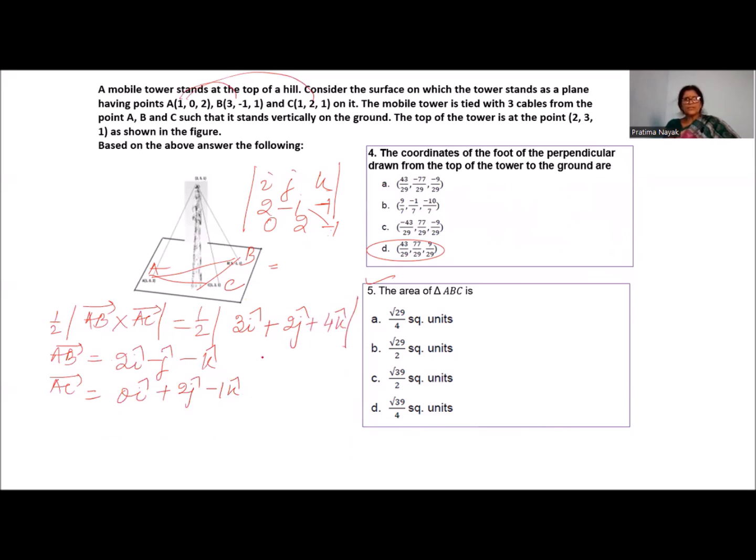Now getting its magnitude, it will be 3 square plus 2 square plus 4 square under root. It is square root 29. We have already calculated 9 plus 4 plus 16 square root. So the answer will be root 29 by 2. So root 29 by 2, B is the answer.